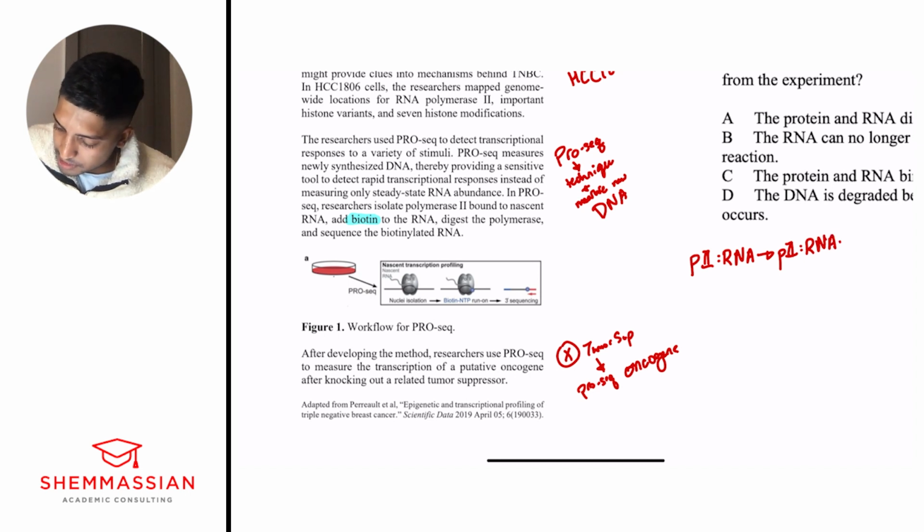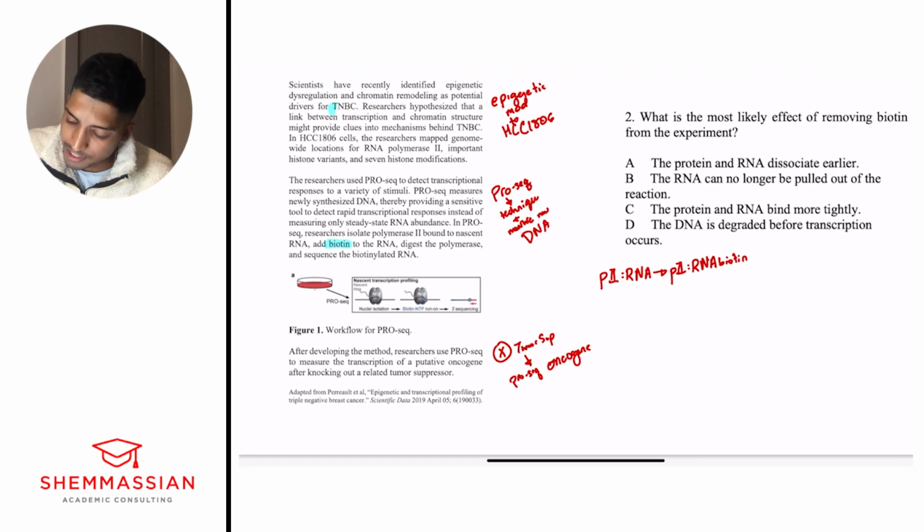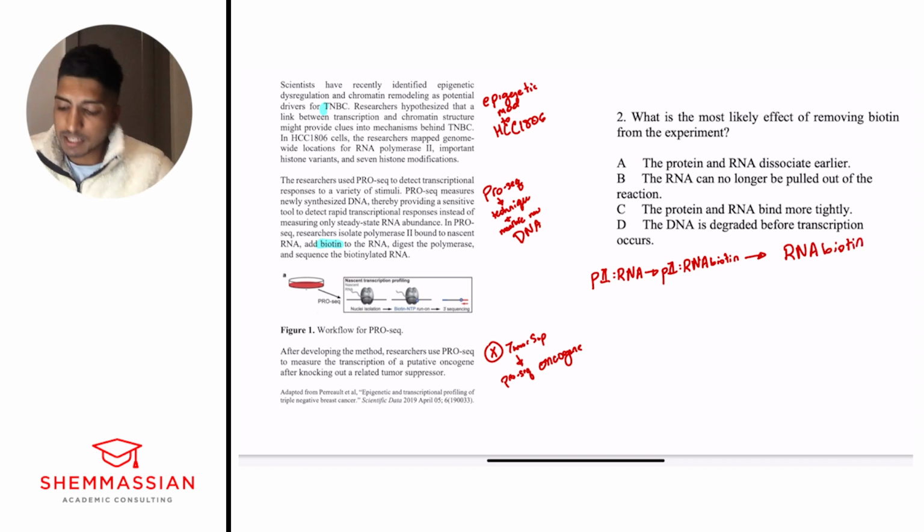I'm going to write biotin, right? Because we have this RNA biotin. Next, what happens? Well, we digest the polymerase. So we get rid of that. So P2 goes away. So all we're left with is RNA biotin, right? And so then we sequence this. That's the step-by-step process if we wanted to write it out.